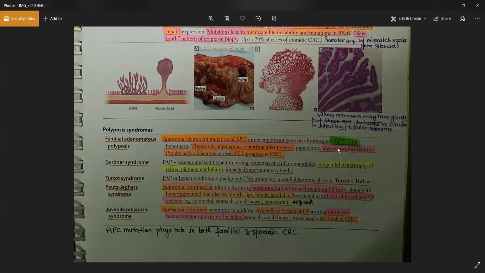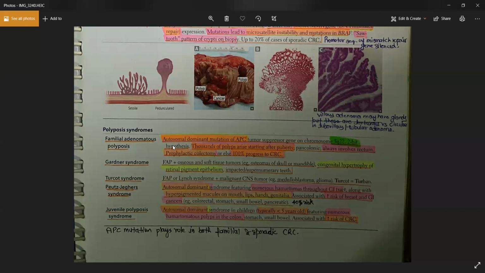And you will have the 5q22 two-hit hypothesis. Both of the genes must be knocked out. If you remember from the two-hit hypothesis, both of the genes must be knocked out before you can have a cancer or any effect of the mutation, right? And it would be on the 5q22. Remember that. And these polyps always involve the rectum first, right?